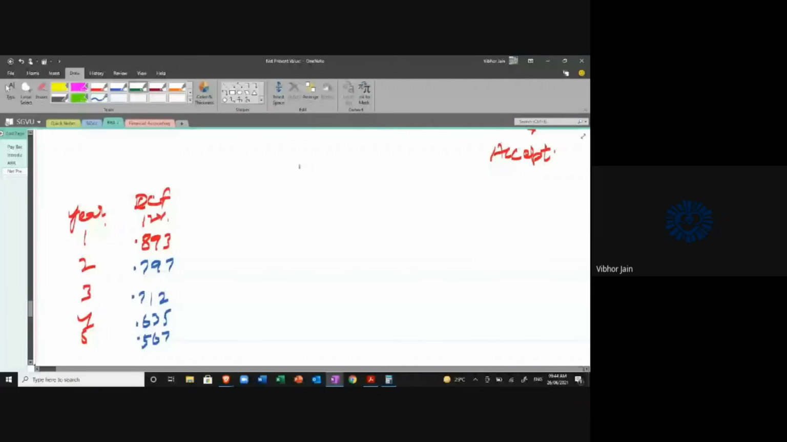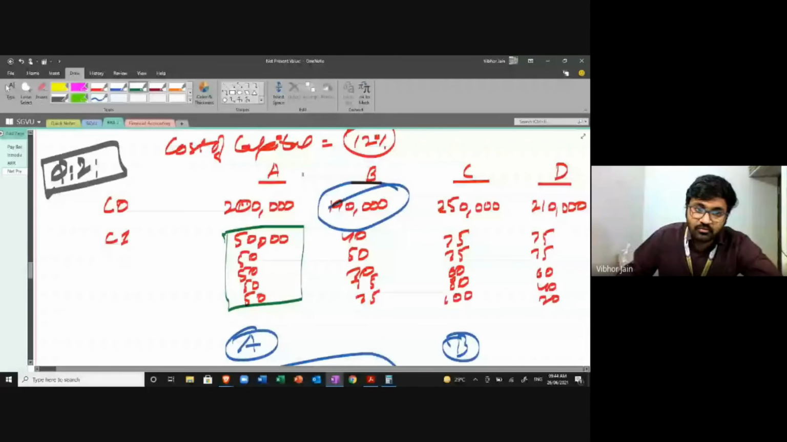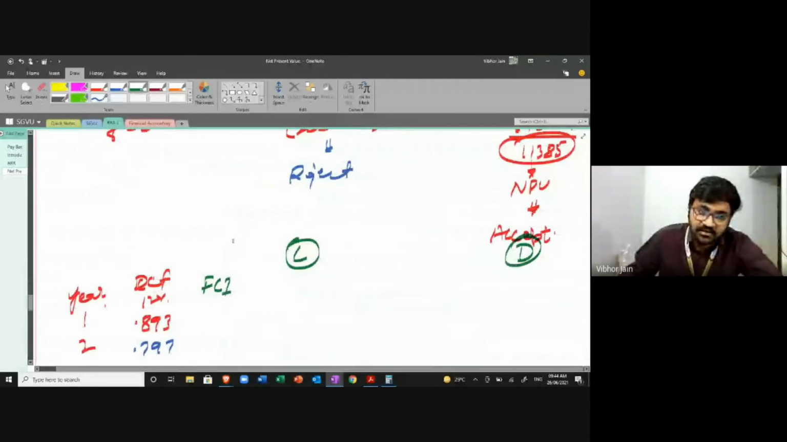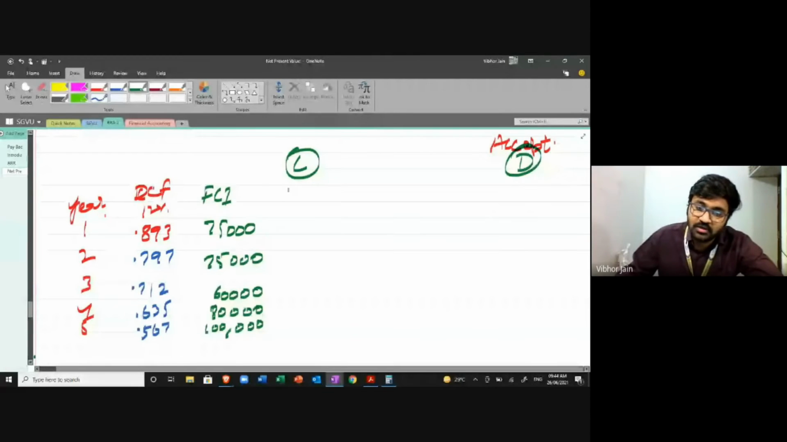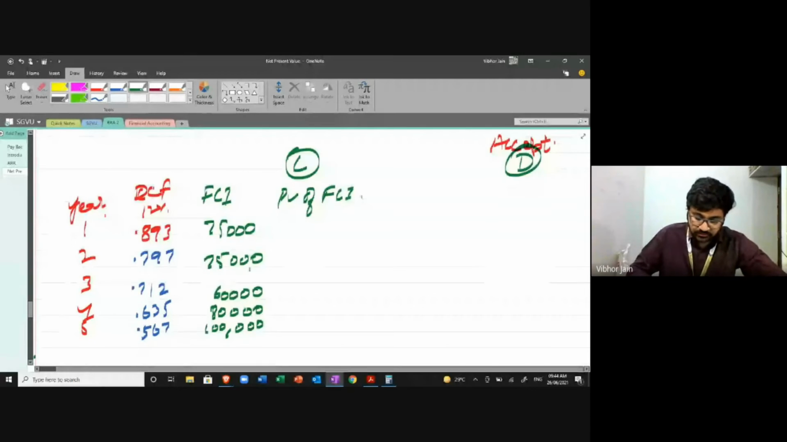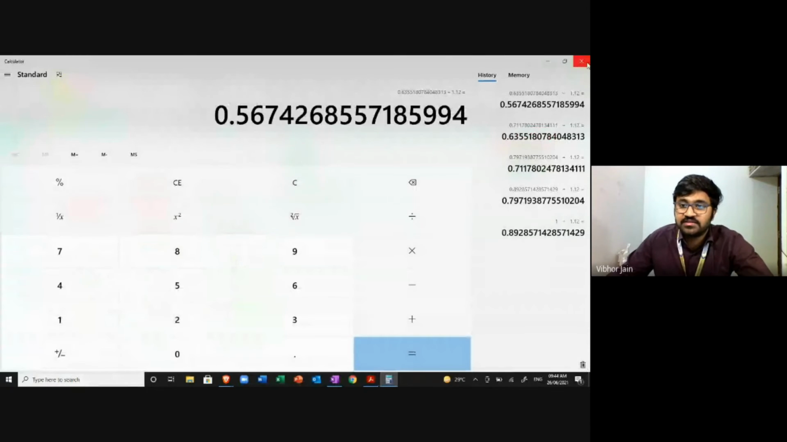C over here and D over here. What is the future cash inflow of product C? 75,000, 75,000, 60,000, 80,000, and 100,000. Okay. What is the present value of future cash inflow? I just multiply all into 0.893. Or we can just have a look at this. We don't have to waste that much of time.